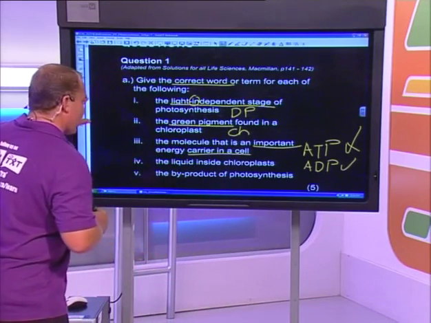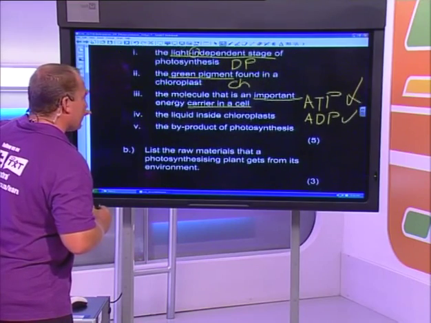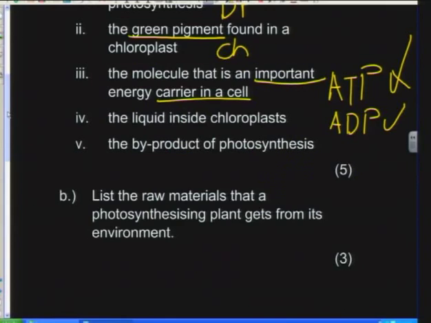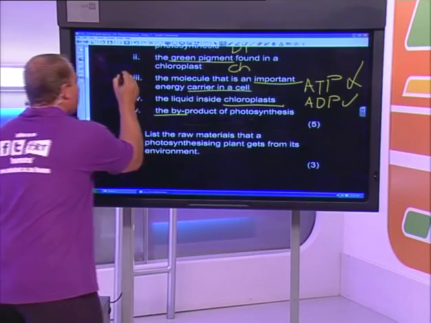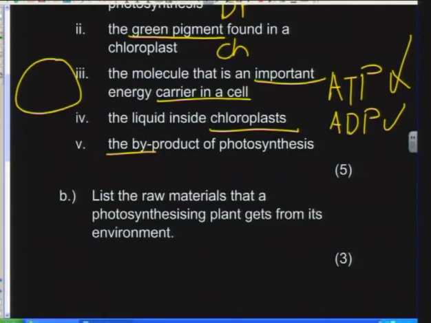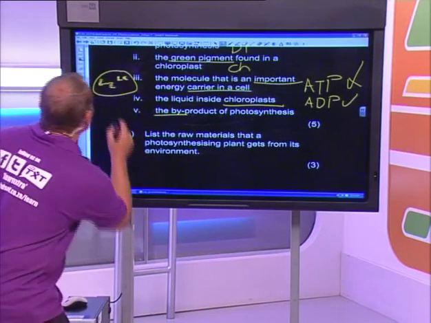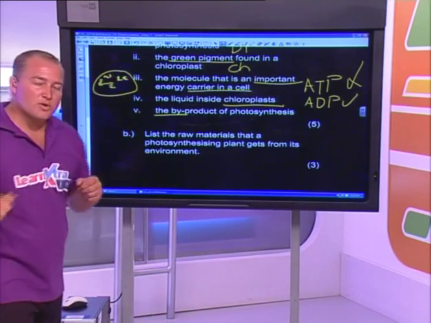Right. Now, let's have a look. Let's pull this down. The liquid inside the chloroplast. Now, remember I said to you, the chloroplast starts like this. There it is. And then it's got these funny little things over here, and over there, and it joins in there. This is a chloroplast, okay? They want to know the liquid over here. Can you remember what that is?